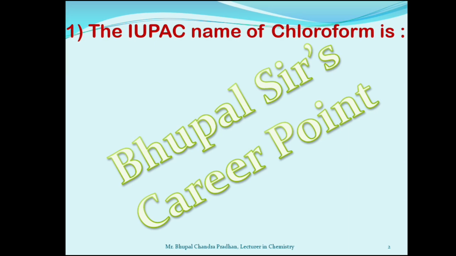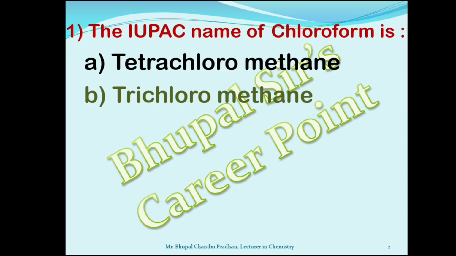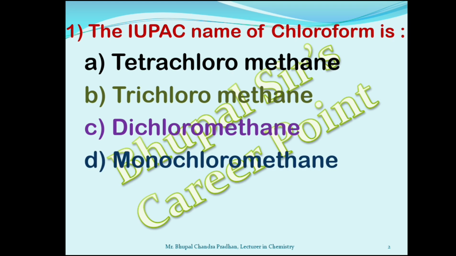The IUPAC name of chloroform is: option 1, tetrachloromethane; option 2, trichloromethane; option 3, dichloromethane; and option D, monochloromethane. The question is, what is the IUPAC name of chloroform?